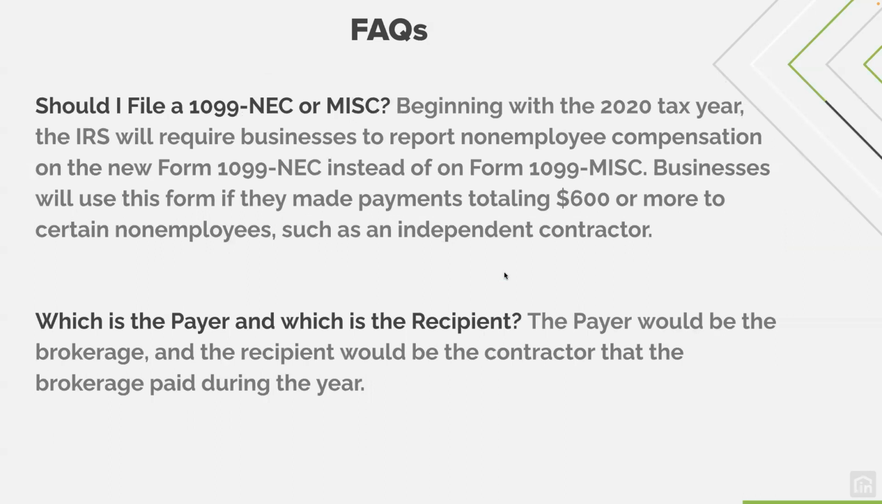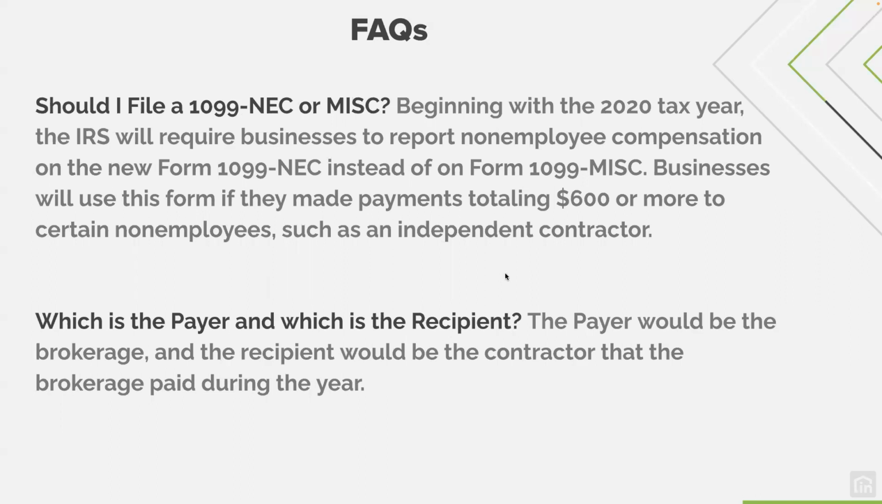Should I file a 1099 NEC or MISC? Beginning with the 2020 tax year, the IRS began requiring businesses to report non-employee compensation on the new Form 1099 NEC instead of the 1099 MISC. So that's anything $600 or more paid to non-employees or independent contractors.